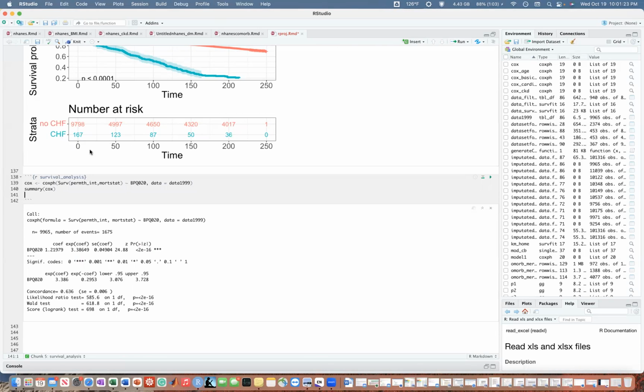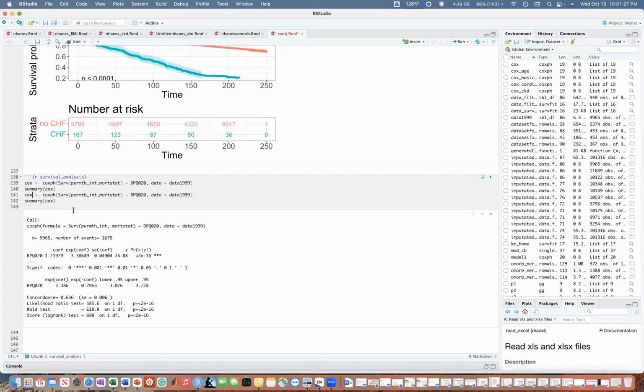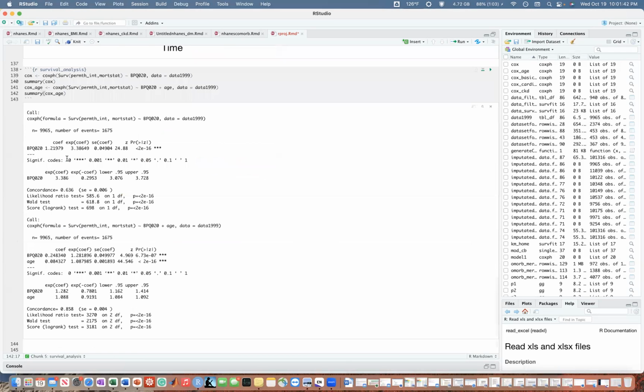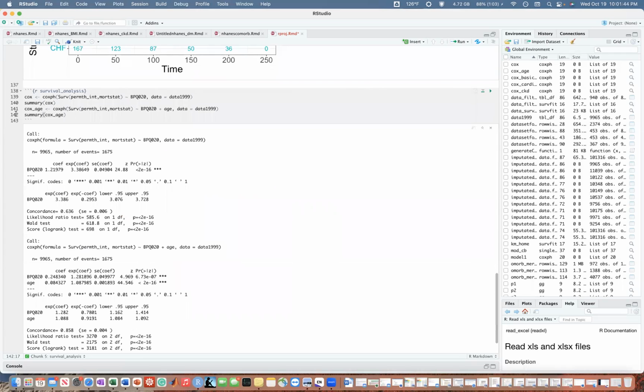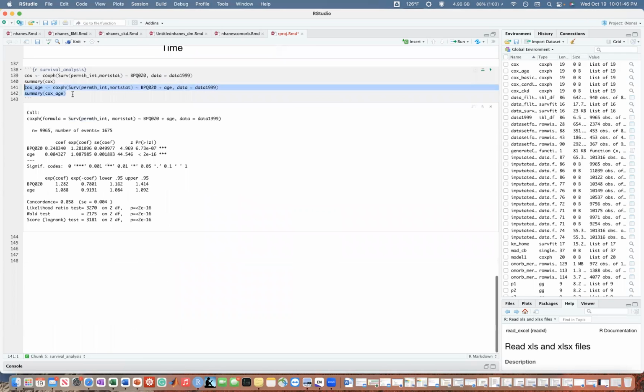Why not? I'm always a lazy coder. I always copy paste the last lines, and let's call this Cox age, and we'll do summary Cox age. We're going to change that, and then we're actually going to add age. So we say BPQ020 plus age, and then let's run all the lines together. That's a little confusing, I guess. Let's just run the second line. So when we run this, we adjusted for age, right?